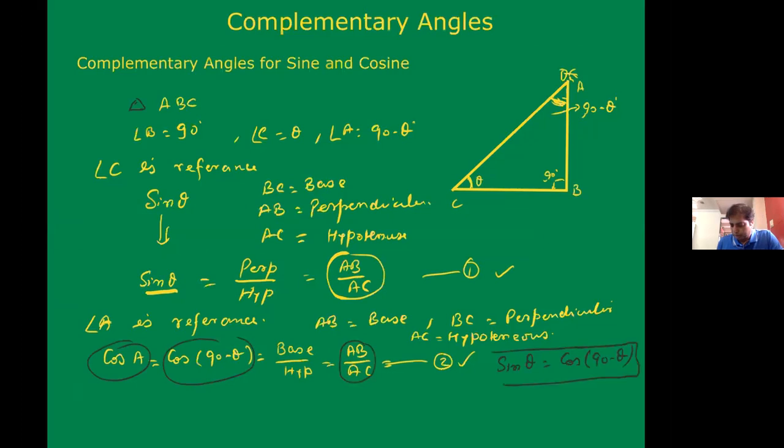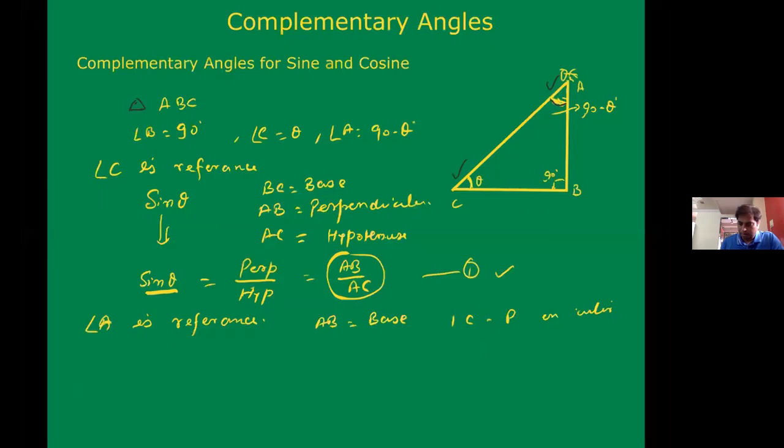If angle C and angle A are complementary, then sine theta equals cos of 90 minus theta. Okay, so sine theta equal to cos 90 minus theta. Now we'll prove that cos theta equal to sine 90 minus theta. Here I will erase a little bit. So we have just now proved sine theta equal to cos 90 minus theta.